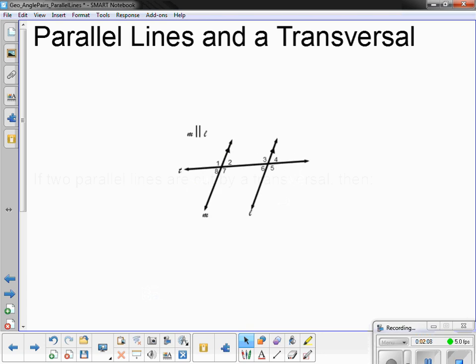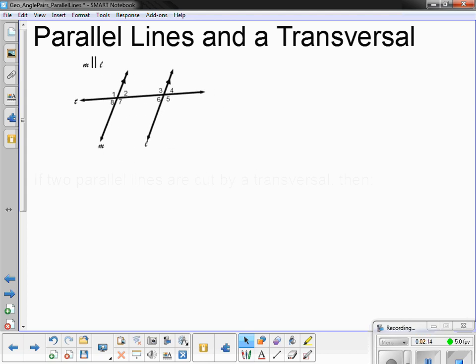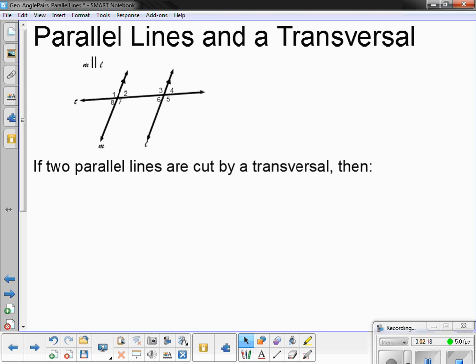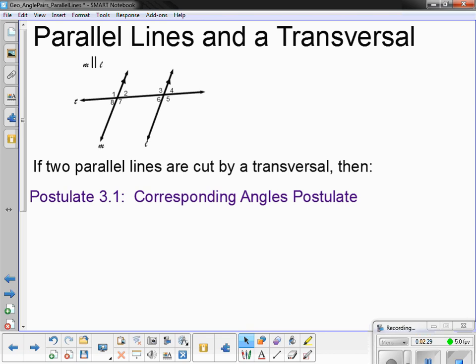So let me minimize that. I don't want to move that. I want to move this. There we go. We're going to talk about some postulates and theorems, and every one of them starts off the same way. If two parallel lines are cut by a transversal, so if line M and L are parallel and they're cut by line T, then what happens? We get the corresponding angle postulate. And this postulate is pretty neat. It says that each pair of corresponding angles is congruent.